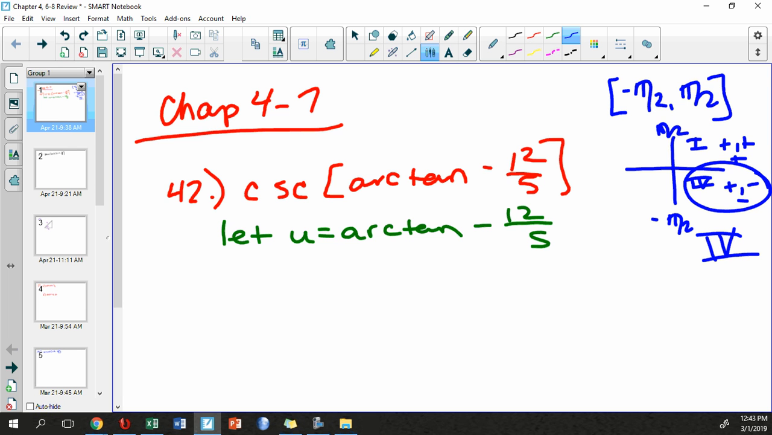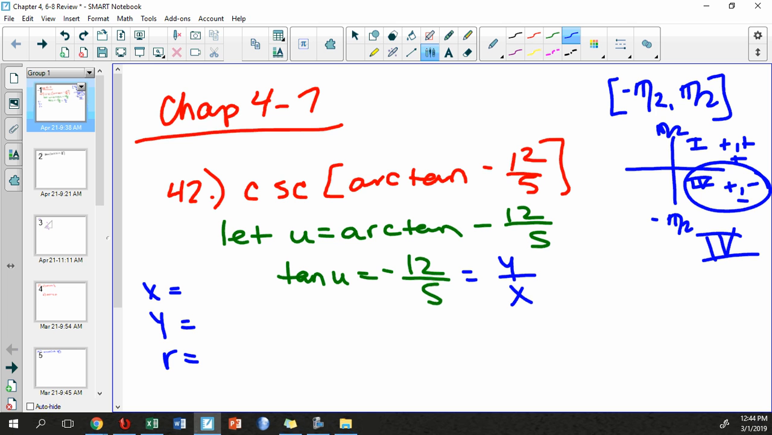So how do I get rid of arctan? Take the tangent of both sides. So I have the tangent of u is equal to negative 12 over 5. Where does that negative go? It has to go to the top because tangent is understood to be y over x. So I need to find x, y, and r. My y in quadrant 4 is negative, so negative 12 goes to y and 5 goes to x. Do we all understand that?